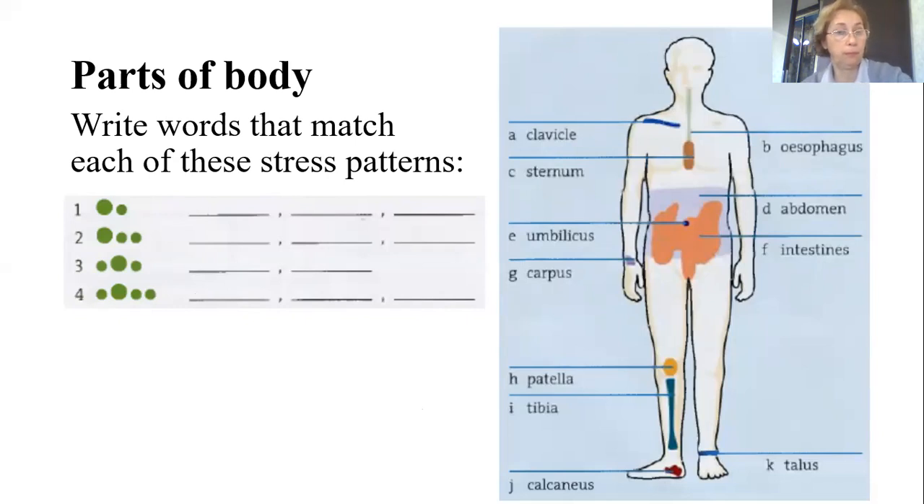Well, Doctor, I have a question here. You don't understand what to do? No, I just have a question. In number 2, that means the stress is on the second syllable, right? In number 2, the stress is on the first syllable, on the bigger first syllable. In number 3, the stress is on the second syllable. You see, the bigger circle shows the stressed syllable. Okay, thank you.